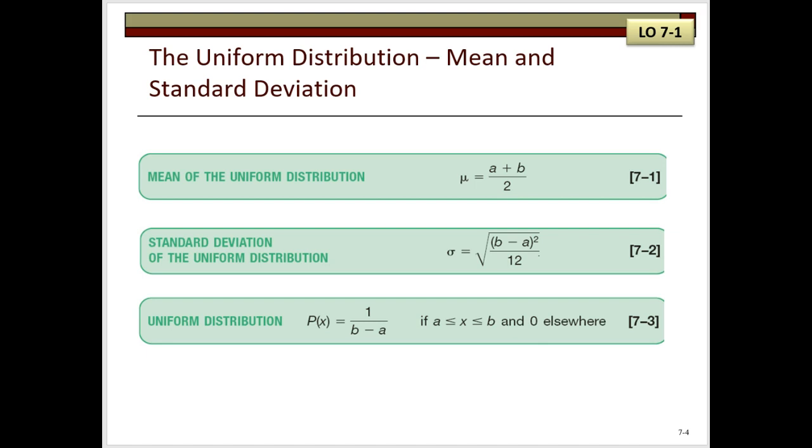For the uniform distribution, the height of the rectangle is the probability of x, which is obtained by dividing 1 by the difference between the highest and lowest values of the distribution. The length or base of the distribution is b minus a.